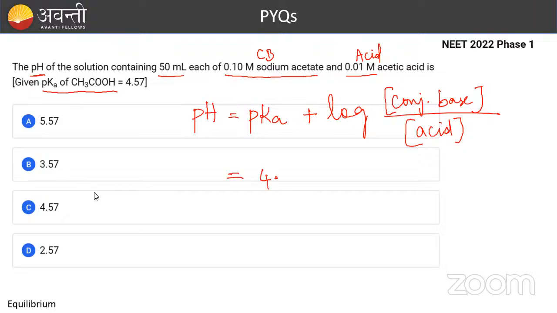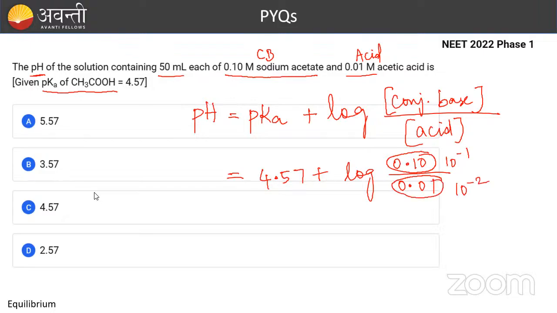pKa is 4.57 plus log of conjugate base concentration 0.10 and acid concentration 0.01. So 0.10 can be written as 10 to the power minus 1 and 0.01 can be written as 10 to the power minus 2, right? Just move the decimal, you will get this. And they will cancel with each other, and I have 10 to the power minus 1 in the denominator. If it goes to the numerator, I will have 10 to the power 1, right?